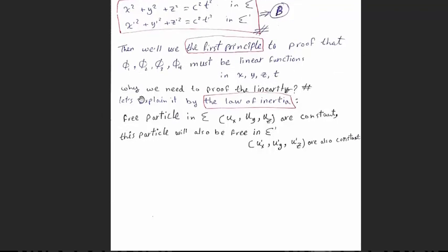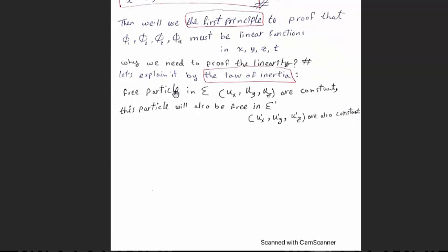So why do we need to prove the linearity here? We'll explain it by the law of inertia. We have a free particle in the frame sigma. As long as it's a free particle, it's moving at constant speed. So ux, uy, uz are constant. All of these components of the velocity are constant because it's a free particle moving at constant speed.